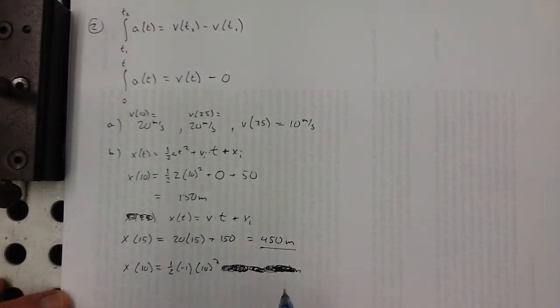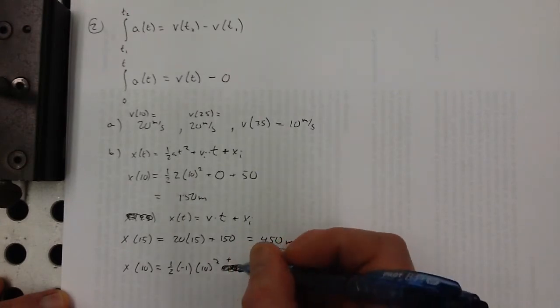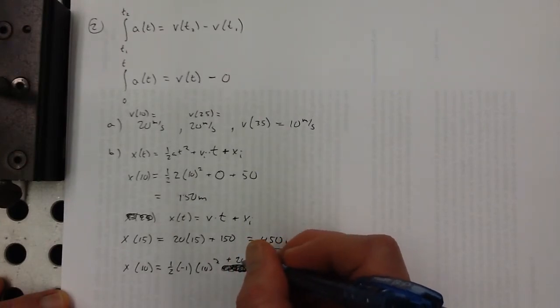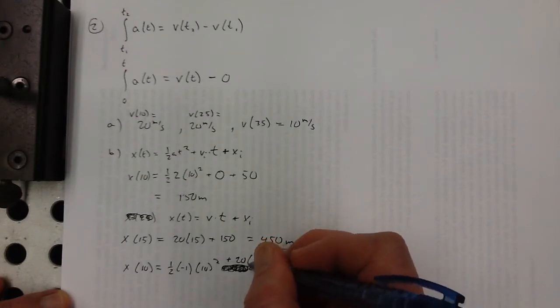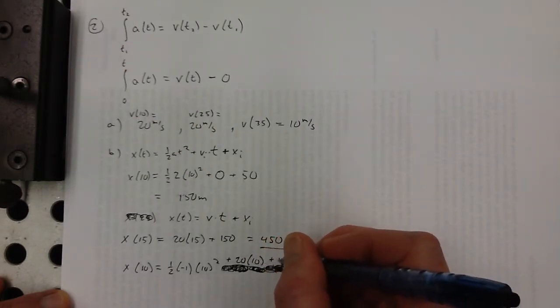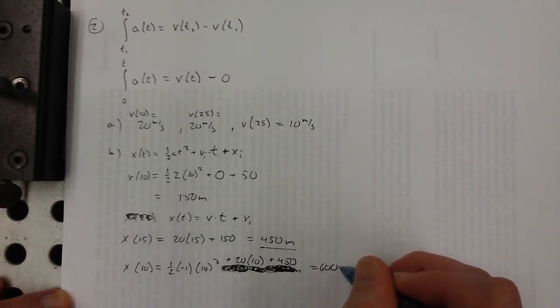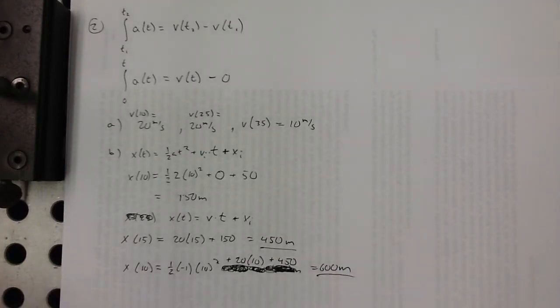So I have this, that's my 1/2, oh, I know what I forgot, plus initial velocity is 20 meters per second times time plus initial position is 450. Yeah, I forgot that, sorry. So that's the -50 plus 200, so that's 600 meters. So that's how I would recommend doing those and thinking about those problems.